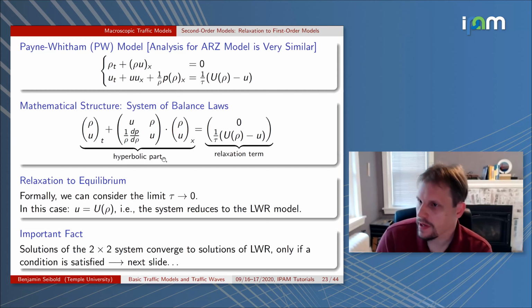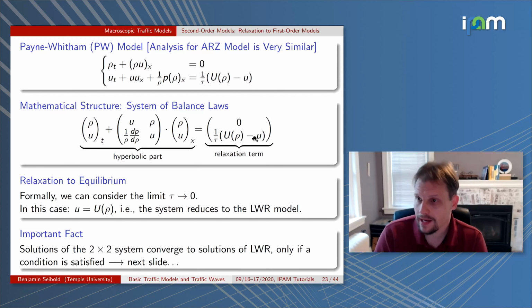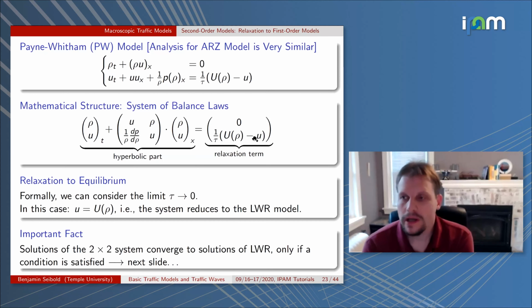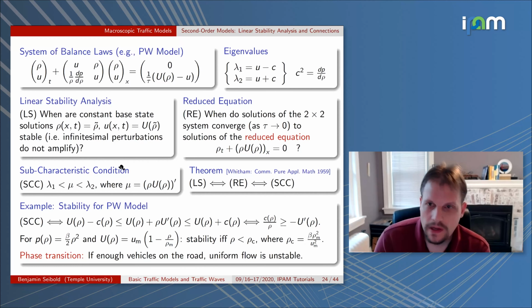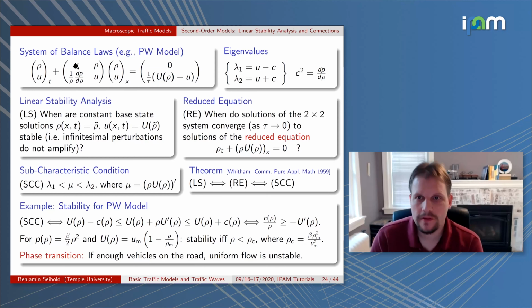So now one could think, okay, what if I let tau be constant, but let t go to infinity? Would that still in time relax towards the first order model? So is the first order model a limit of the second order model? And the answer is, as oftentimes in science, it depends. It depends on a specific condition that is called the subcharacteristic condition, and that is as follows. This 2x2 system has two characteristic speeds of information propagation. Here, one speed is u plus c, one speed is u minus c.